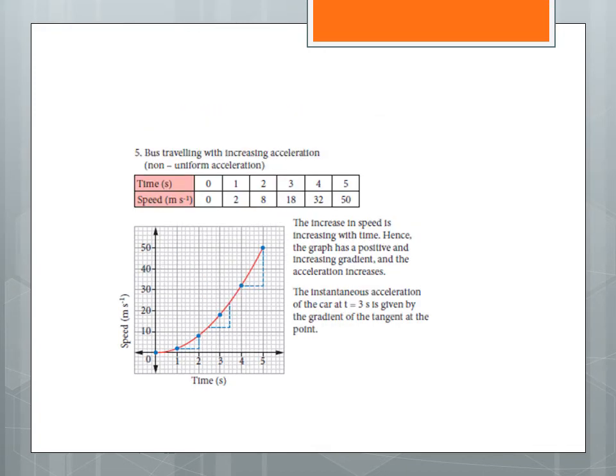Bus traveling with increasing acceleration. Non-uniform acceleration. Time 0, 1, 2, 3, 4, 5; speed in m/s: 0, 2, 8, 18, 32, 50. There is a lot of change here. The increase in speed is increasing with time. Hence the graph has a positive and increasing gradient and the acceleration increases. The instantaneous acceleration of the car at t equal to 3 s is given by the gradient of the tangent at the point.